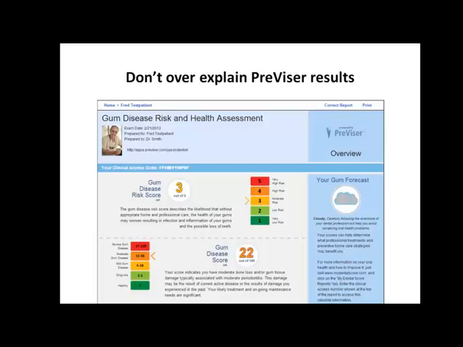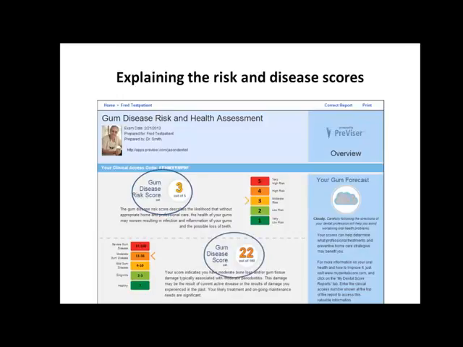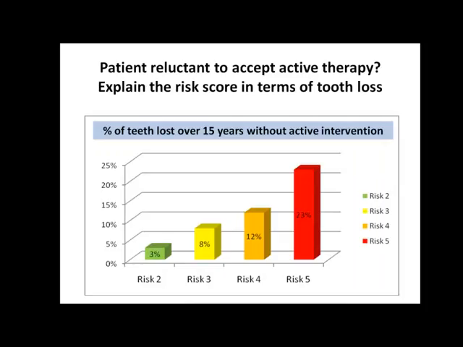The important information on the patient report is the individualized risk and disease scores. Explain to the patient that the risk score is the probability that without appropriate treatment, the disease severity score will worsen. Put another way, the risk score is a view of the future, while the disease score is quantification of their current health state. The end point of periodontitis is tooth loss.